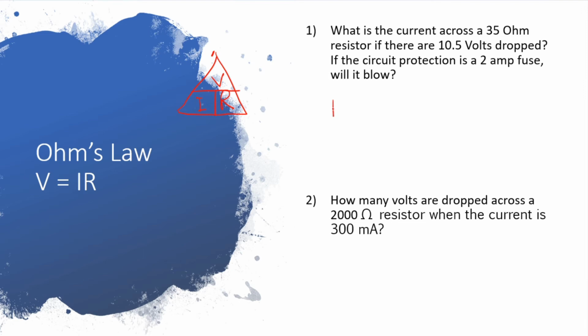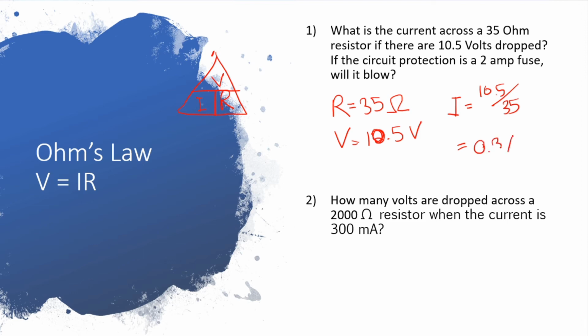We're given a resistance. It's 35 ohms. We are given a voltage. It's 10.5 volts. Okay. What's our math? If we look at our triangle, if we want to solve for the current, we're going to take the voltage, the 10.5, and divide by the resistance. When we do that, we should get 0.3 amps, so a small current. So will it blow a 2 amp fuse? No. It should be fine.